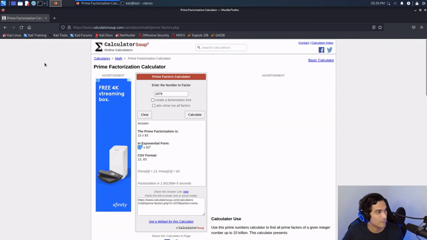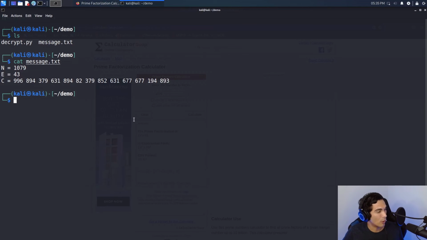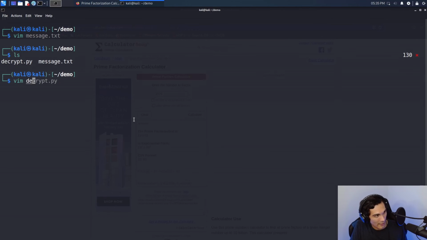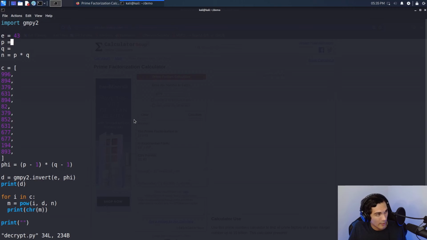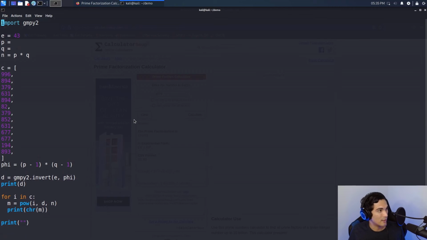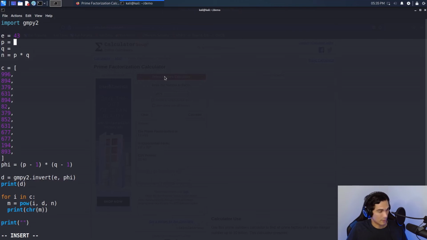So we have 13 and 83. I'm going to open a Python file. Now I cheated a little bit. I set this up in advance. So I have a decrypt.py file and I filled in everything except for P and Q. So what we need to do is put in those P and Q values: 13 and 83.